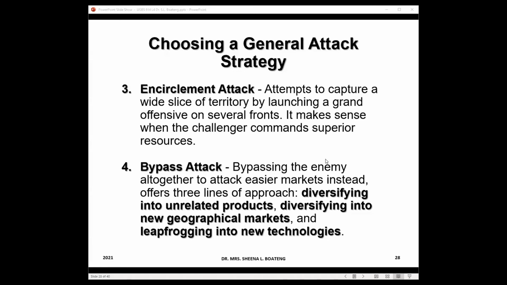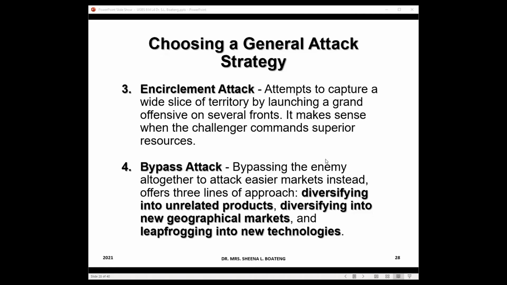Now, a typical example of an encirclement attack is when Sun Microsystems took on Microsoft using their Java software. In order to be able to compete, they realized that they could not get a stronghold in the market that Microsoft was already in, which was in the computer market. So they decided to encircle Microsoft by licensing their Java software to hundreds of companies who provided various software for all sorts of consumer devices.